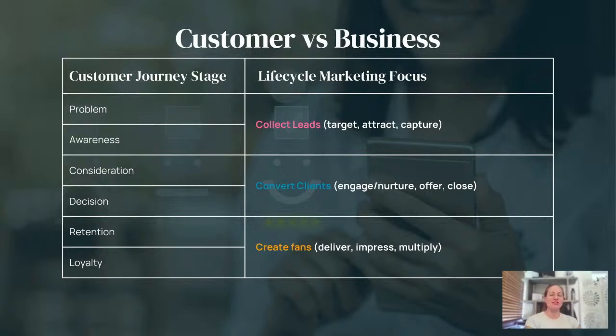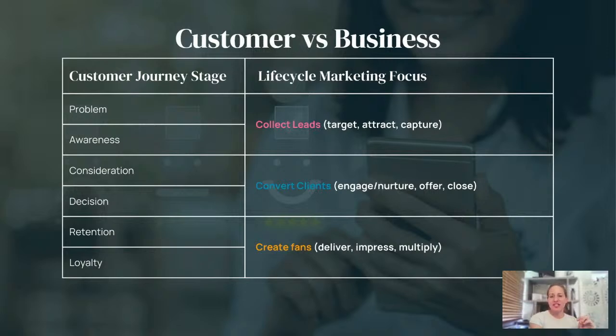Now, that's what happens on the customer side. You as a business need to understand this, because you need to do different things at different stages. At the problem and awareness stage, you need to focus on collecting leads. Collecting leads means targeting the right client. Attracting them means having content that is relevant and attractive to them. And then you need to capture them. So you need to have a system in place to efficiently capture the contact details when they leave them, and make sure that they go into a system for appropriate follow-up.